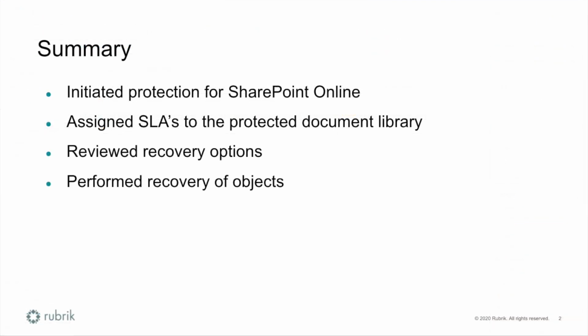To summarize what we covered today, we saw that we could use Rubrik Polaris to protect SharePoint Online. We went over how SOAs can be assigned either to specific document libraries or to the entire collection of libraries. We talked about what could be recovered, and we actually went through the process of recovering files in a document library.